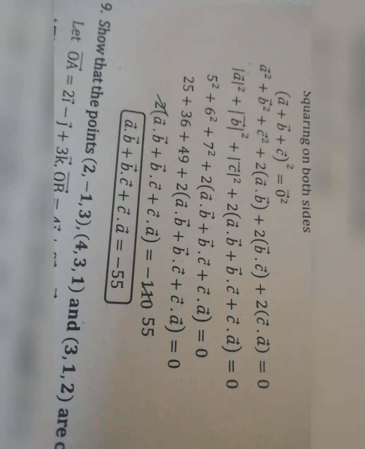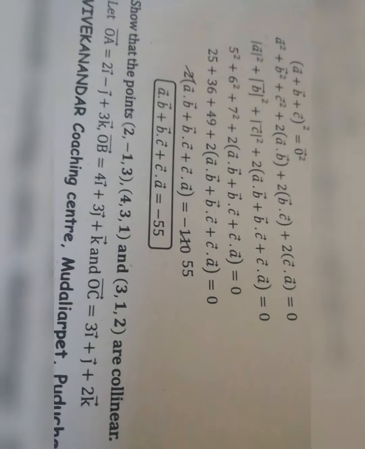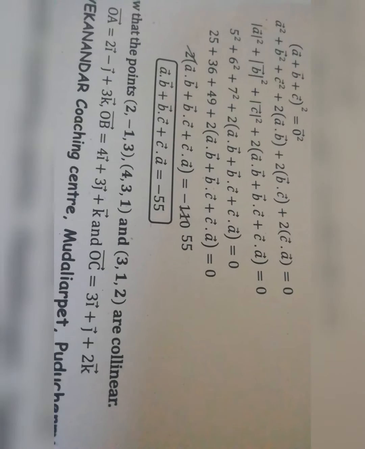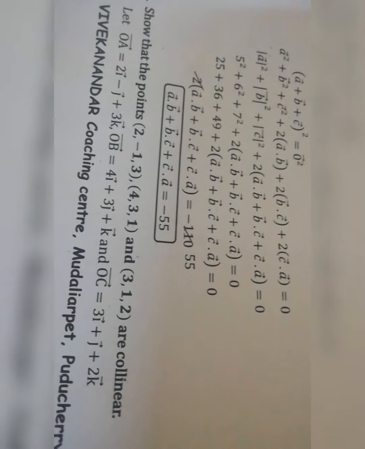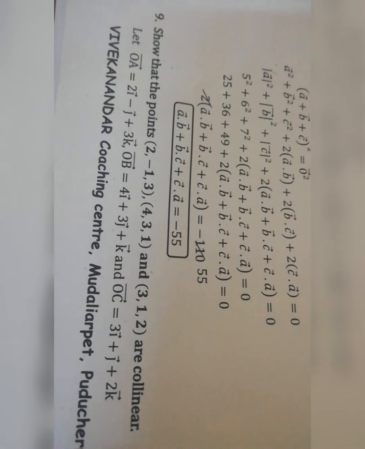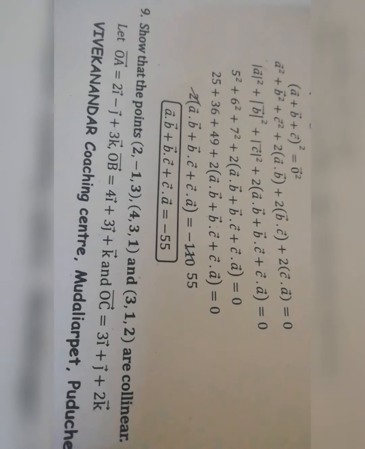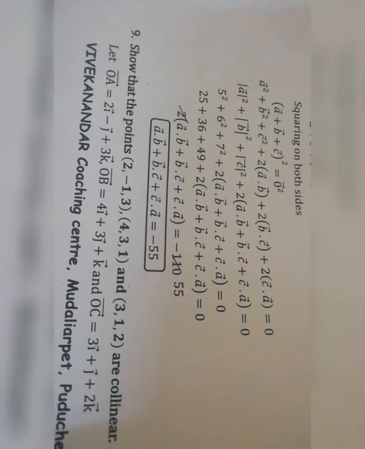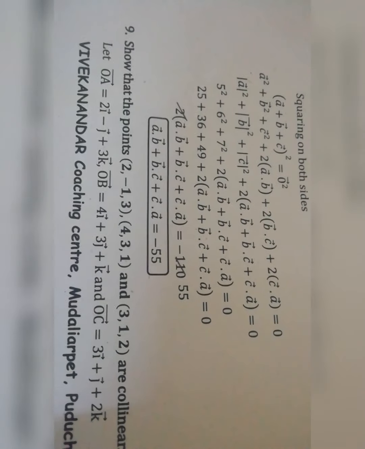5 square plus 6 square plus 7 square plus 2 times a vector dot b vector plus b vector dot c vector plus c vector dot a vector equal to 0. So we get 25 plus 36 plus 49. If I add this, 110 will come; moving this side means minus 110. Here we can get 2 times the expression equals minus 110, divided by 2 means 55. So the answer is minus 55.